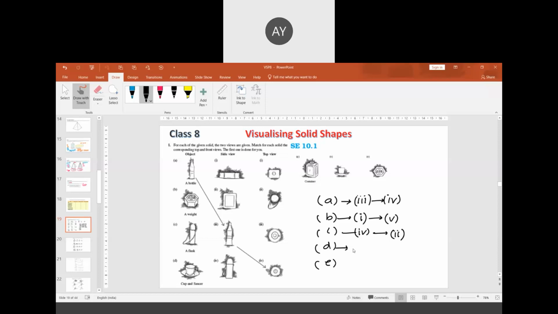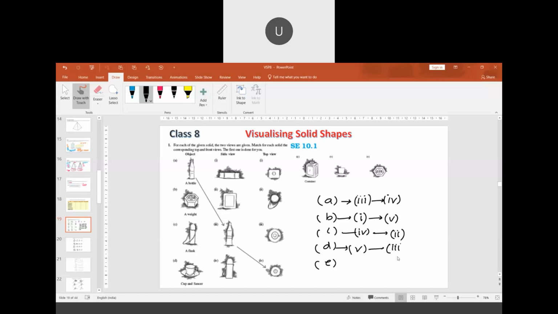Now coming to the cup and saucer. The answer is the fifth one. A cup and saucer side view looks like this. From the top, it looks like this. Third one.